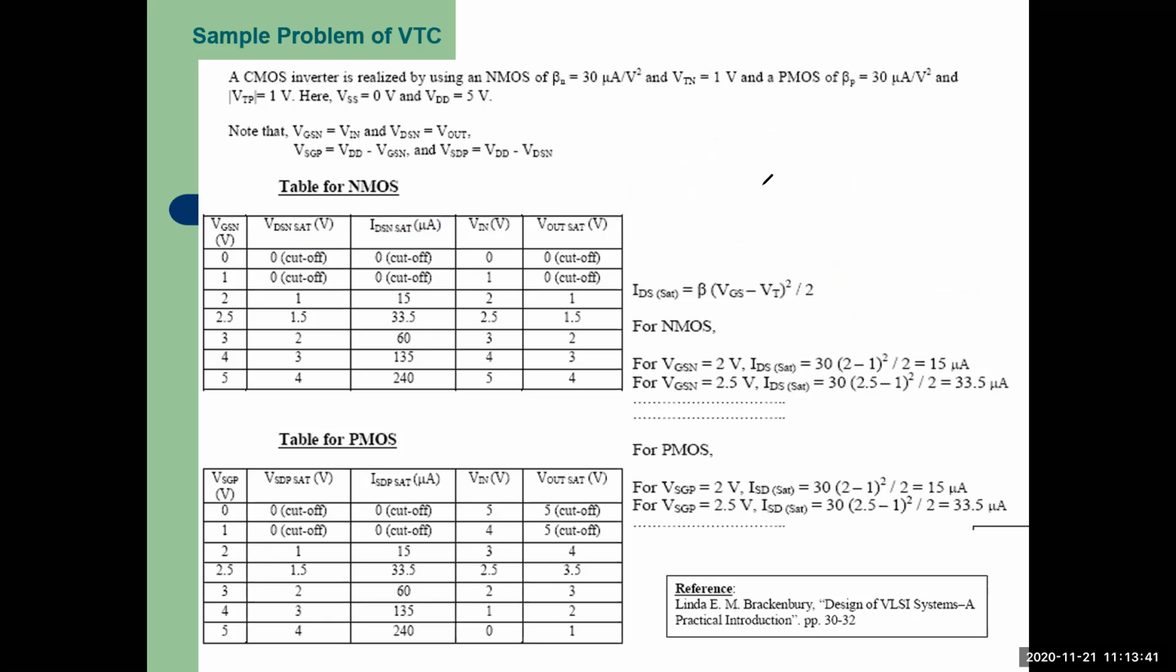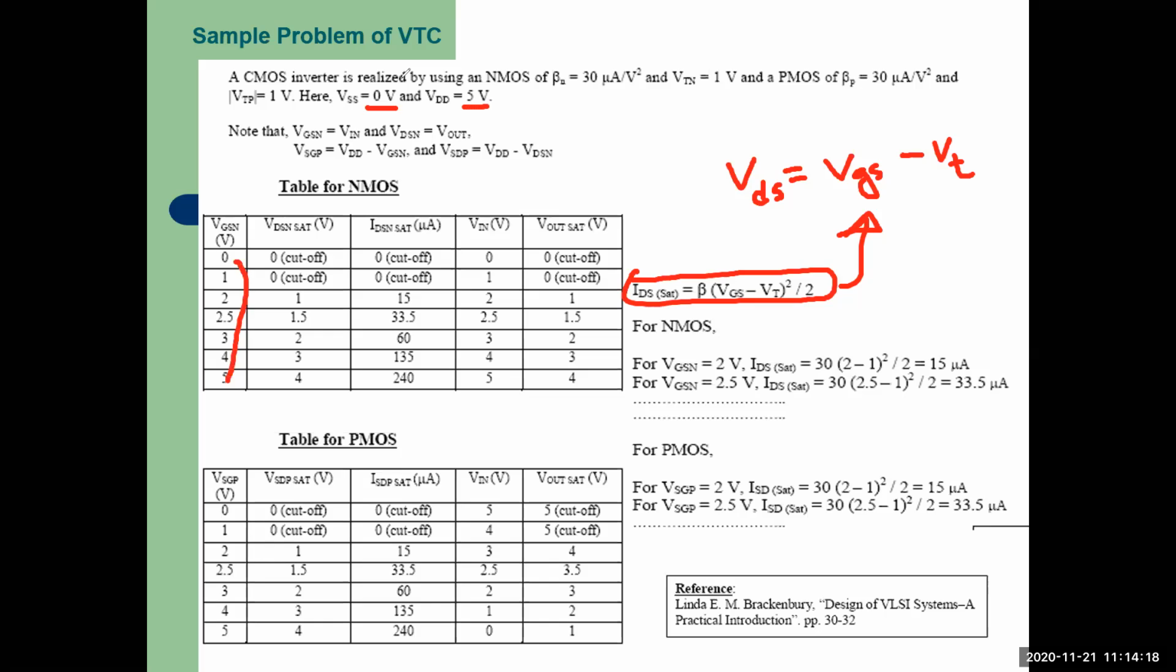So VDS is equal to VGS minus VT. That is the starting point of our saturation. That's why we are using the saturation formula and the saturation condition. This is the saturation starting condition. Okay, now VGS should vary from 0 to 5. Why? Because your lowest limit is 0, highest limit is 5.